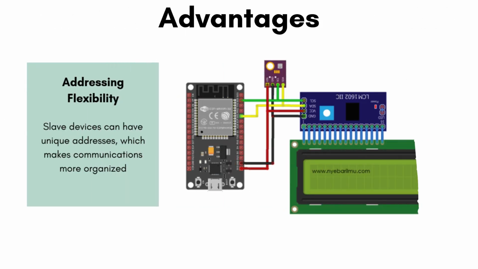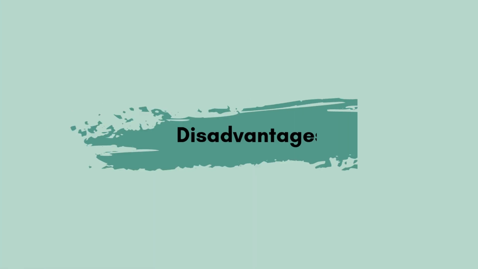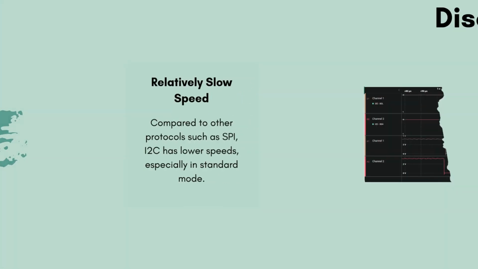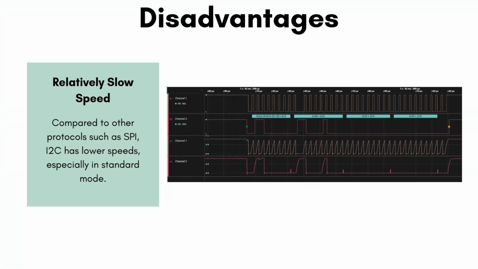Next, another advantage of I2C is addressing flexibility. Each slave device has a unique address, allowing organized communication. In summary, I2C is efficient for connecting multiple devices with just two wires, though it may be slower than other protocols. Now the disadvantages of I2C. First, relatively slow speed, slower compared to other protocols like SPI.